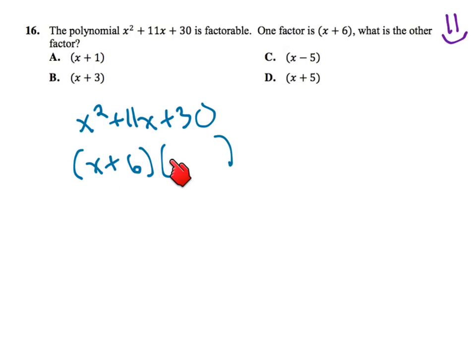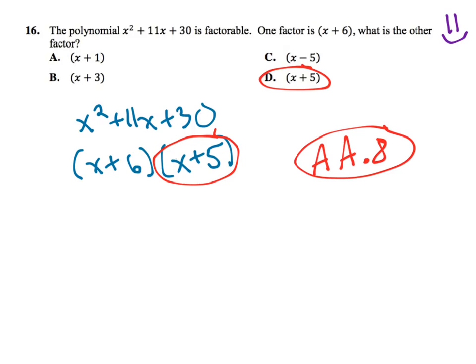Well, we know we have to put x here because x times x gives us that x squared. The only question left is what goes here. Well, we need a number. 6 times something gives us 30. We don't have a lot of options. But we also need to make sure 6 plus that something has to give us 11. And it's 5. And we're adding it. And that's our other factor. There is our answer. You can practice using AA8.